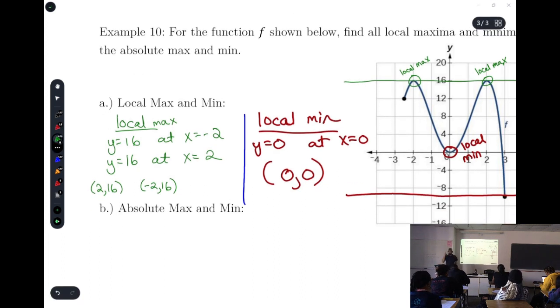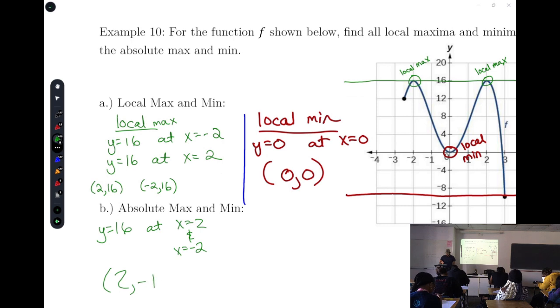Absolutes are a little easier because there's only ever going to be one of them. The absolute max is y equals 16 at x equals 2 and x equals negative 2. This is at the point (2, 16). It's the exact same answer. I could have just copied and pasted.